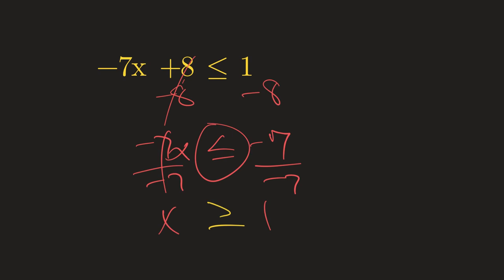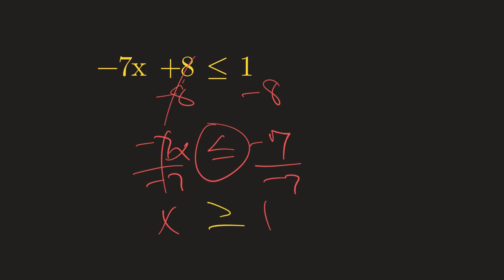Guys, if we don't flip that inequality, it drastically changes the solutions, okay? Instead of values being less than or equal to 1, it is now values greater than or equal to 1. That solution set is completely different than the other.